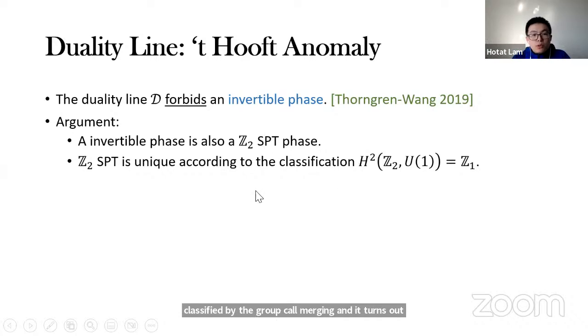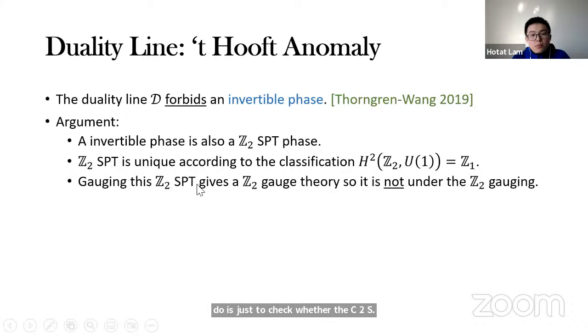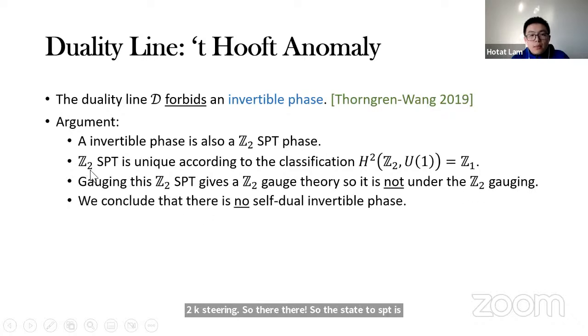Then the next thing we need to do is just to check whether this Z2 SPT is invariant under gauging or not. So if we gauge this Z2 SPT, we get a Z2 gauge theory, which describes the spontaneous symmetry breaking phase, which has two vacua. So that immediately tells us that the Z2 SPT is not the same as the Z2 gauge theory. So this Z2 SPT is not invariant under gauging the Z2 symmetry. So then we conclude that this Z2 SPT does not respect the duality symmetry. So because of this, there are no self-dual or duality-preserving invertible phases.